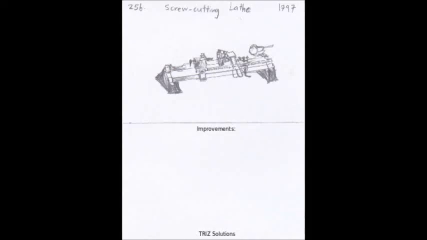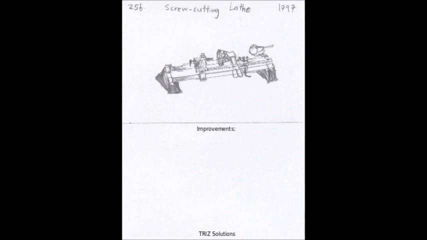The screw-cutting lathe is a machine tool used to cut threads on a workpiece, such as a screw or bolt. It was invented by Henry Moseley in the early 19th century and revolutionized the manufacturing industry by allowing for the mass production of interchangeable parts. This led to increased efficiency, standardization, and precision in manufacturing, and had a significant impact on industrialization.